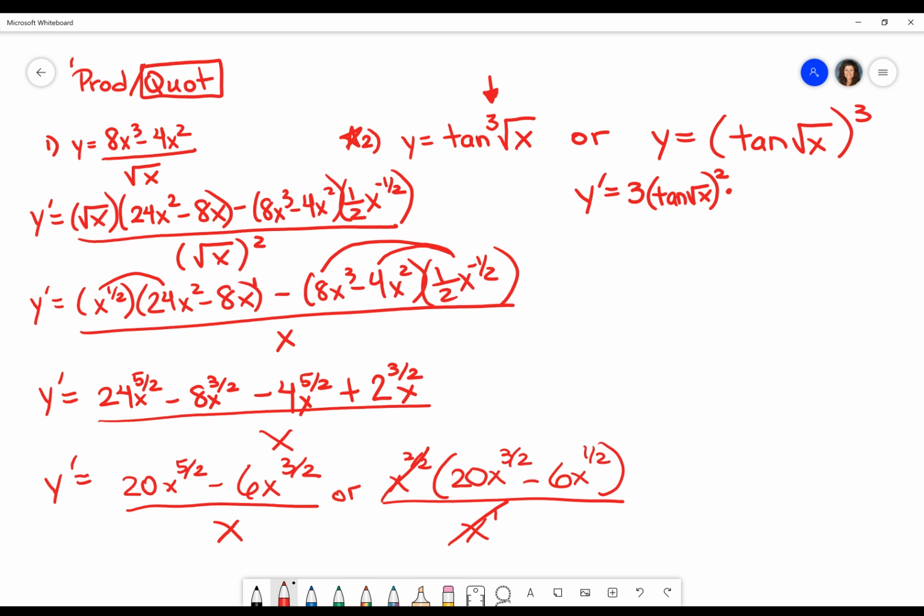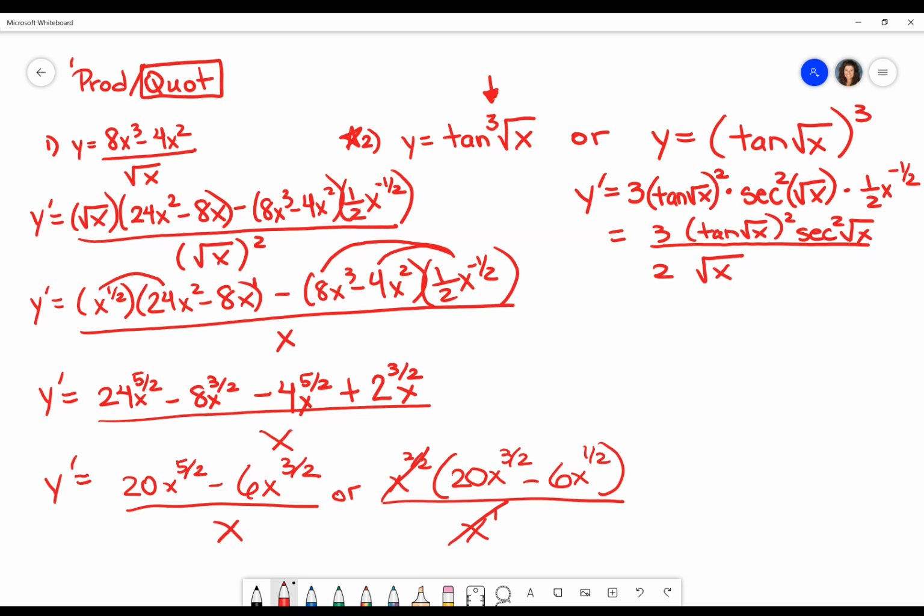So I take the derivative of the outside. So what's the derivative of tangent? Secant squared. But the inside stays the same. And then last of all, I take the derivative of the inside. So that's x to the 1/2, so that would be 1/2 x to the negative 1/2. So I end up with, write this as a fraction, 3/2 times tangent of the square root of x, squared, times secant squared of square root of x, all over 2x square root of x. Okay? And just so you know, this means the same thing as that. Voila!